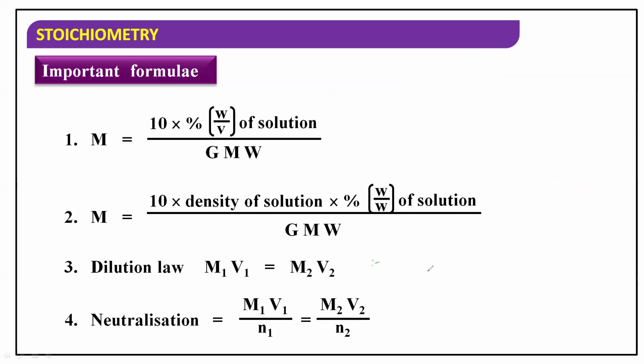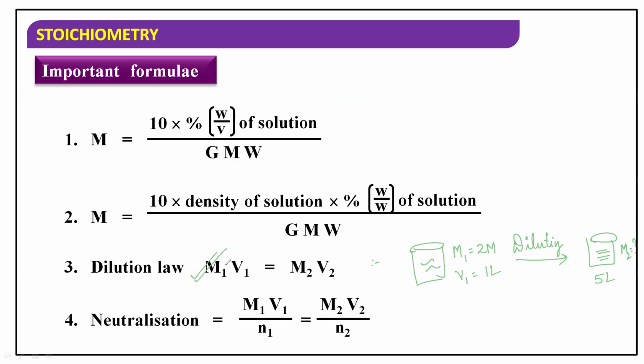What is it? When you are diluting a solution, suppose you have a solution with molarity M1, let it be 2 molar, and volume V1, let it be 1 liter. Now I am diluting it. Diluting means I am making the volume 5 liters. So what will be the molarity now? When I am increasing the volume, how will the molarity change?